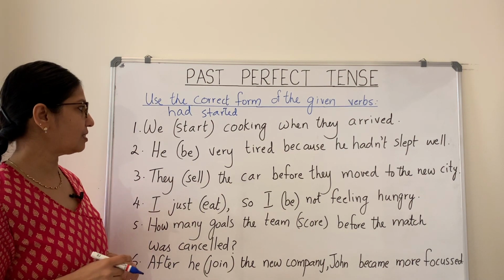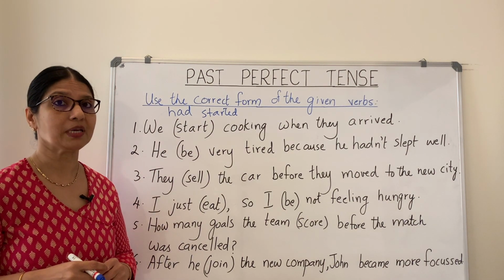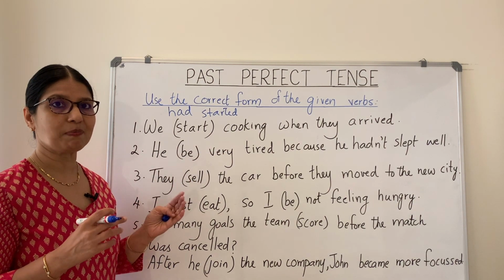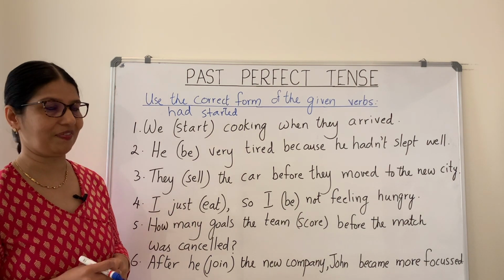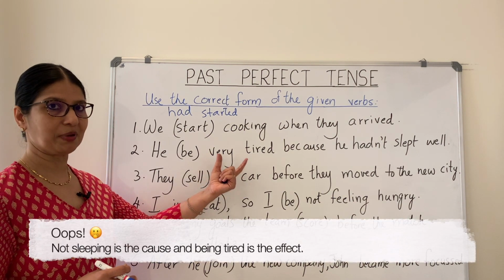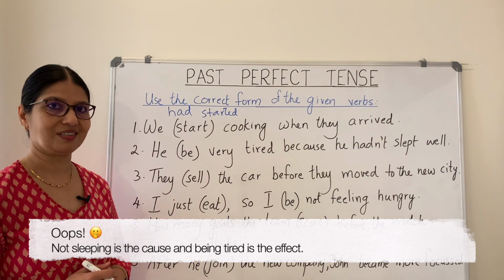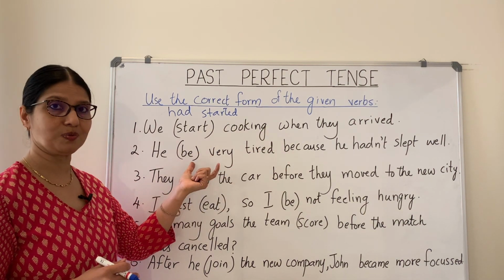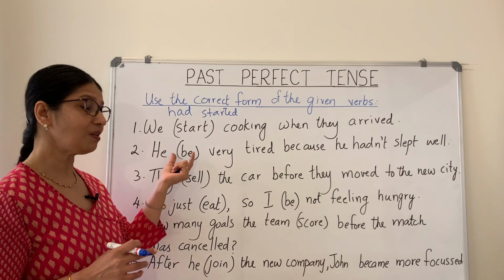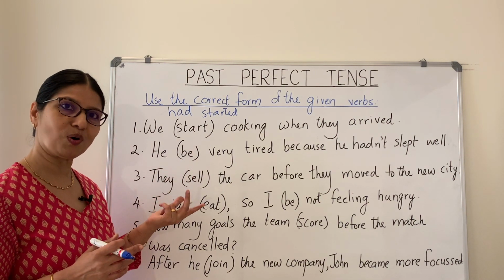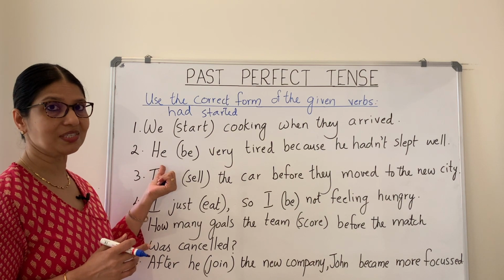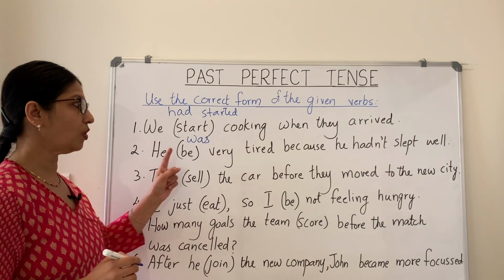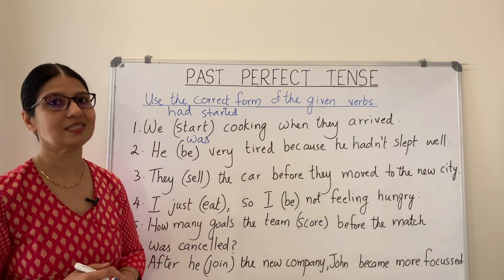Now here is a second sentence. He be very tired because he hadn't slept well. So here in this sentence I am using the past perfect tense to talk about a cause and the effect. So here is a cause and because of that, that result happened. So here I have to use the simple past tense. So the verb is be and the past simple form is was because I am talking about he, which is a singular subject. So here the answer is was. He was very tired because he hadn't slept well.